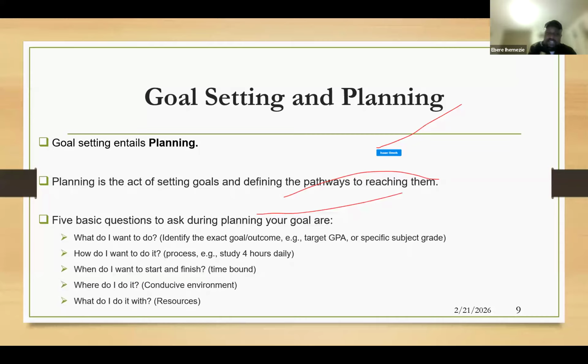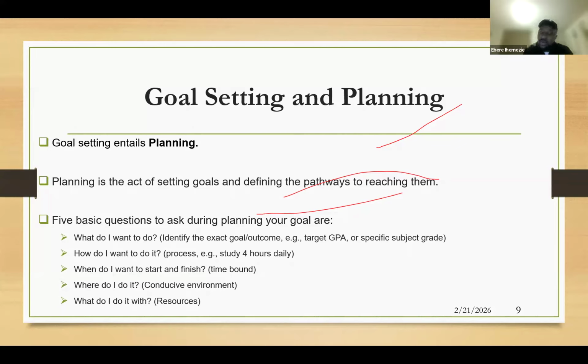Then the next question is, when do I want to start and finish? Every goal must be time bound. So at the beginning of this semester, this is the start, this is what I want. When will this goal finish? It's at the end of the semester. So you must put a date. You must also go down to the level of each subject or each course that you're taking in a semester. How much time are you spending on each course? How much time do you need in order to really grasp what this course is talking about? You must be able to set that time.